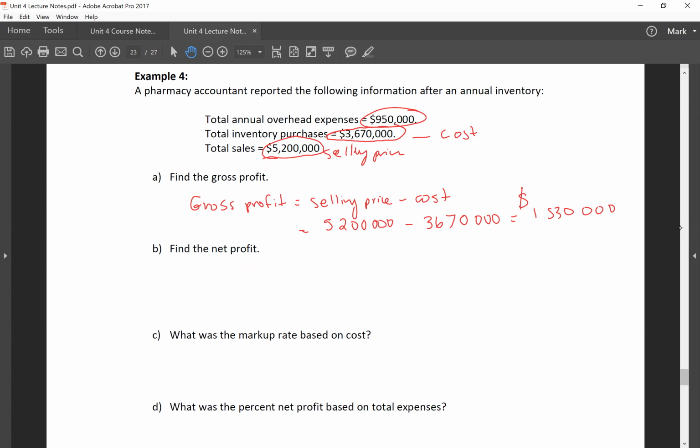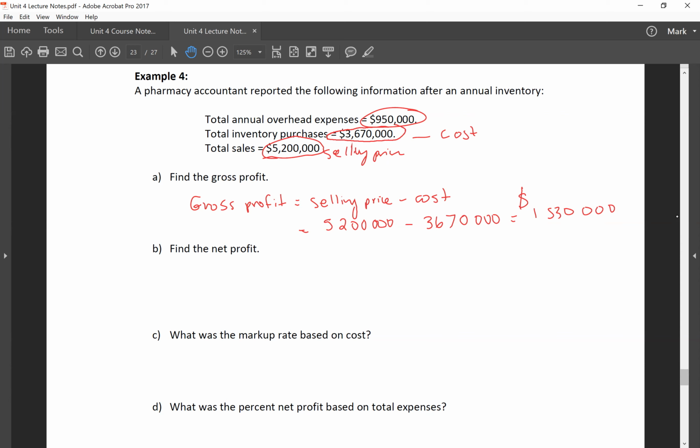So again, guys, gross profit is the sales, how much you sold minus how much you spent buying the items. So revenue, or sell, like in business math, we call it revenue. I don't know why in math 1730 they don't call it revenue, but whatever, doesn't matter. It's the money you made selling things minus the cost of what you spent buying them. So the gross profit of this pharmacy is $1.5 million.